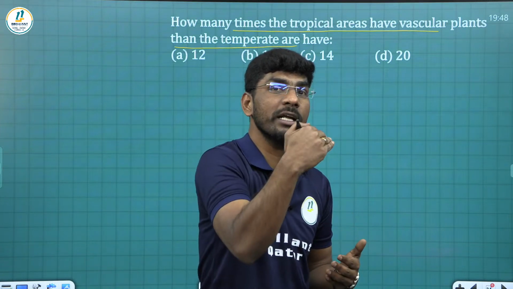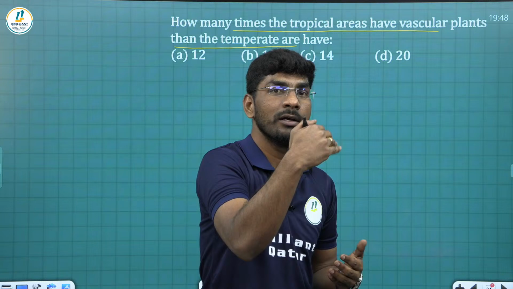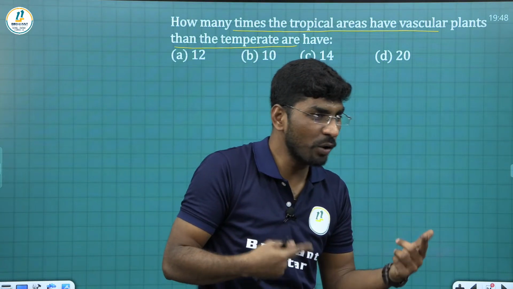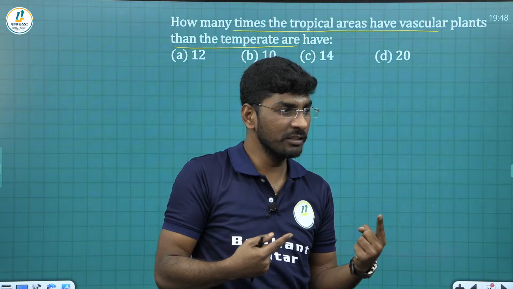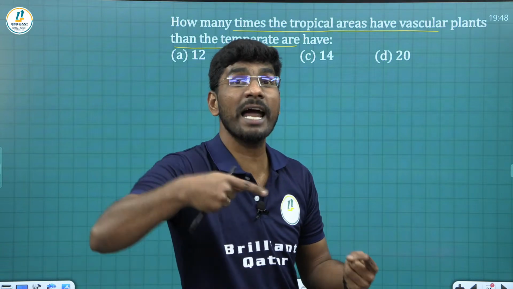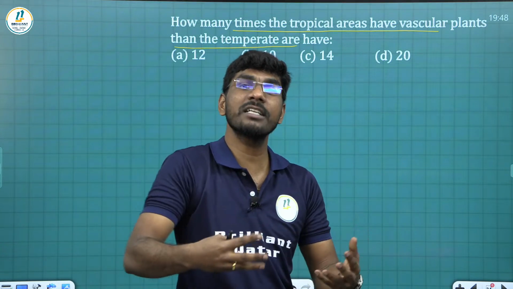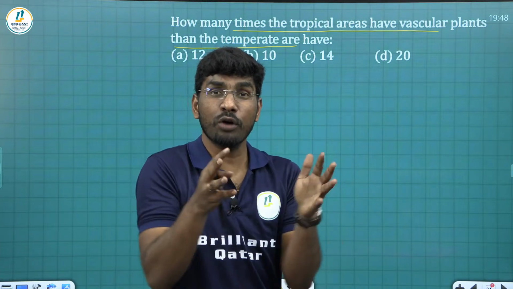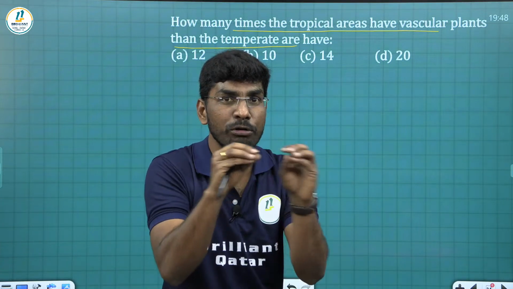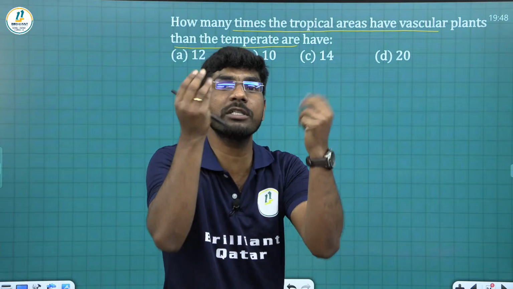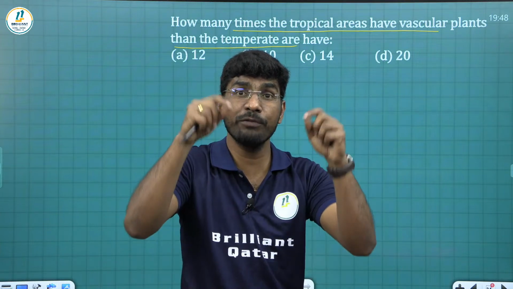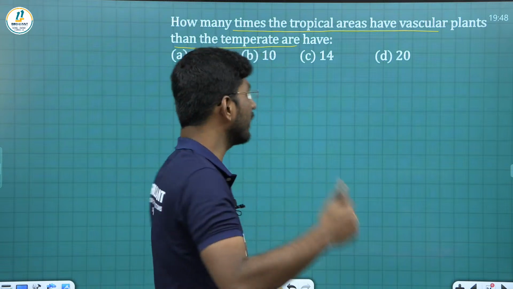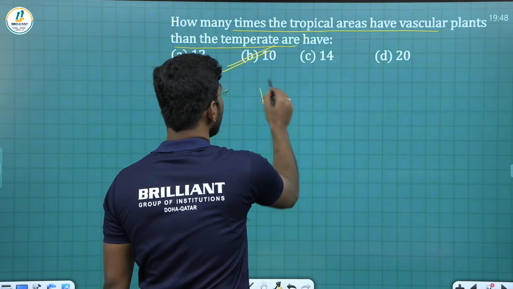Temperate is close to the pole. Tropical is close to the equator. Come on, tell me how many times. Good, very good. Ten times more. Vascular plants are 10 times more in the tropical area, because I told you, the area close to the equator has more diversity. If you go from the equator toward the pole, diversity decreases. Temperature also decreases. So we go with option B, 10.